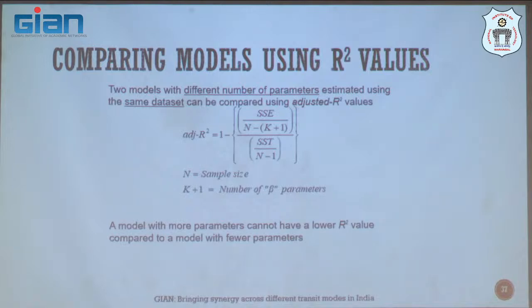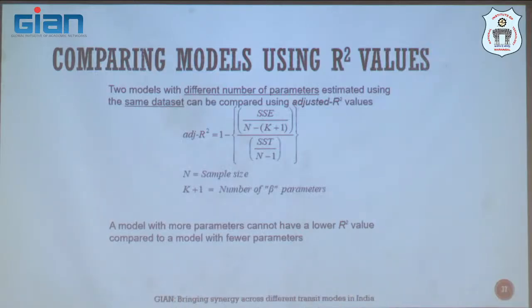So adjusted R square is also computed. If you can see, it's just using SSE and SST. N is the number of observations. K is the number of parameters, the number of independent variables you are adding. That's how you can compare. If you compute adjusted R square, they would look something like this.